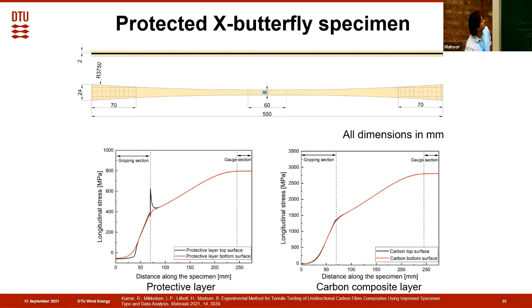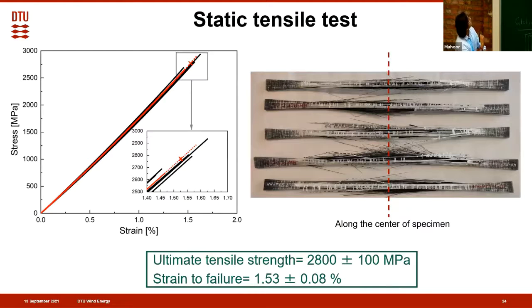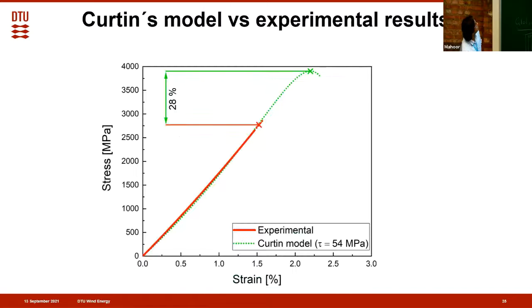And the second thing is about the shape of this specimen. Because of this butterfly shape, the maximum stress happens in this gauge section of the composite, which initiates the failure here, away from the grips. So then we have this stress strain curve for the composites, and we try to see how this model predicts.